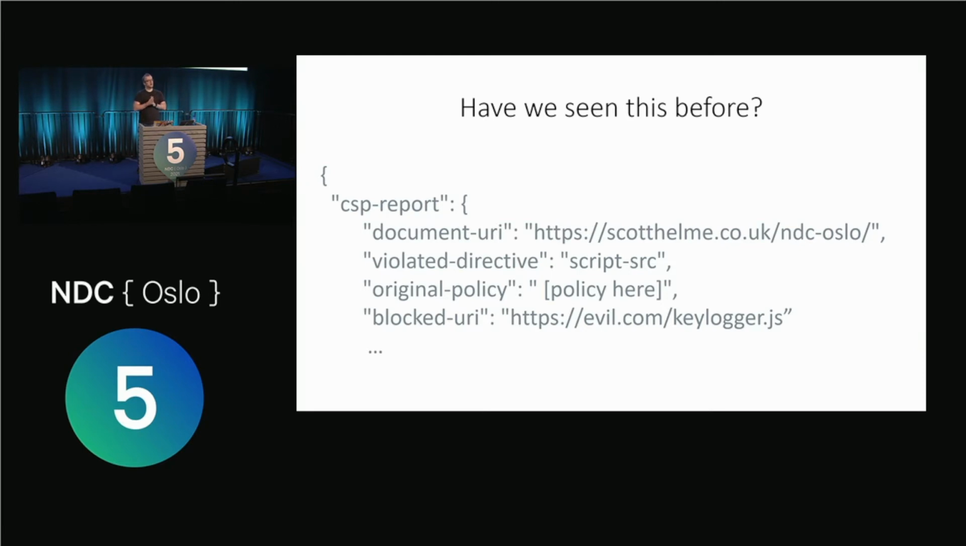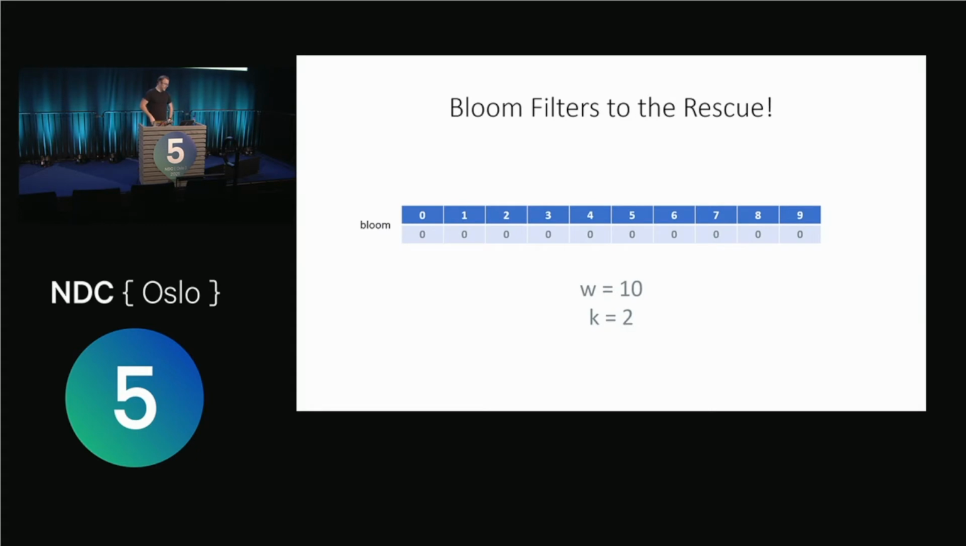And this is where I arrived at a data structure called a Bloom filter. Now, a Bloom filter is what we call a probabilistic data structure. And I'll explain the probabilistic term later. But for now, I'm going to show you how a Bloom filter operates. As we can see here, I have a Bloom filter. I've called it Bloom. And it is essentially a single-dimensional array of bits that are all initialized to 0. We have the width value there of 10. You can see the index for each bit.